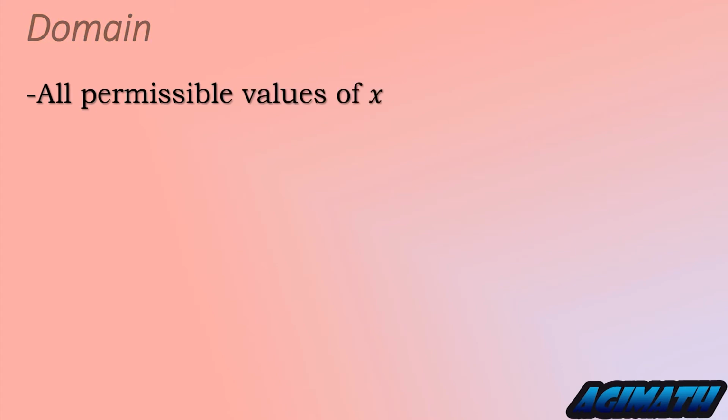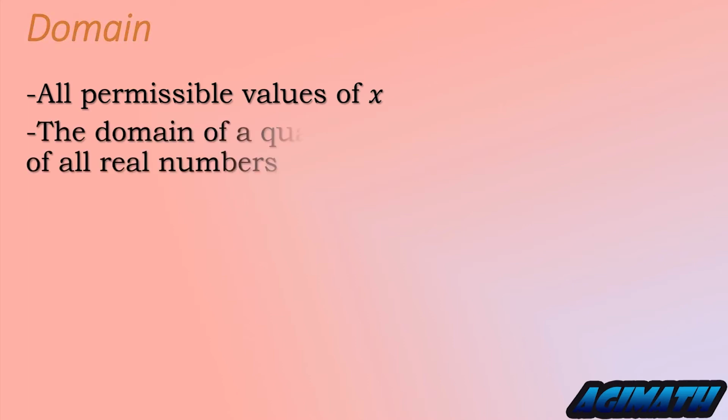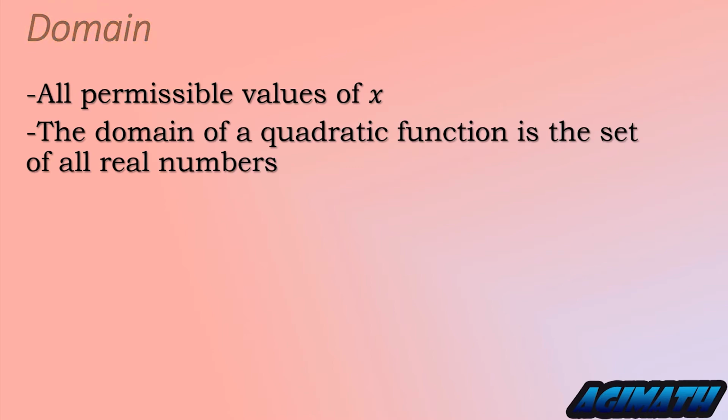Domain. Domain are all permissible values of x. If you can recall, a function talks about dependency. The domain pertains to x, meaning the domain is the set of all values of the independent variable, all possible values of x. For a quadratic function, the domain is the set of all real numbers. So every time you are asked to give the domain of a quadratic function, the answer is always the set of all real numbers, or in symbols, you can write x is an element of the set of real numbers.